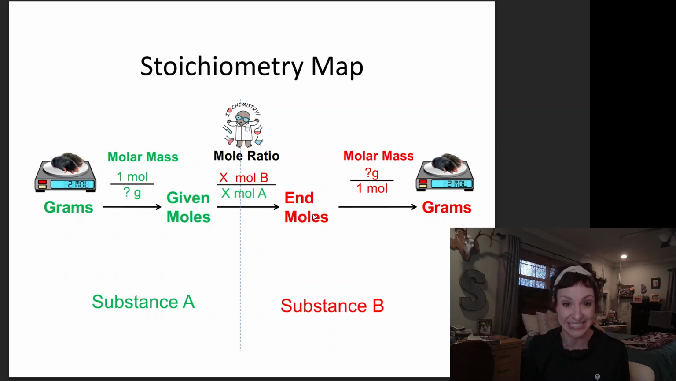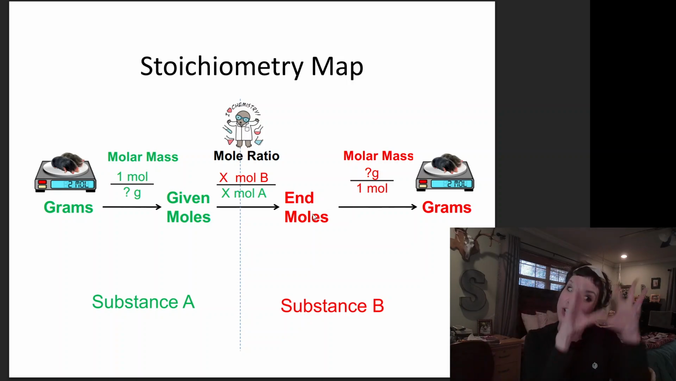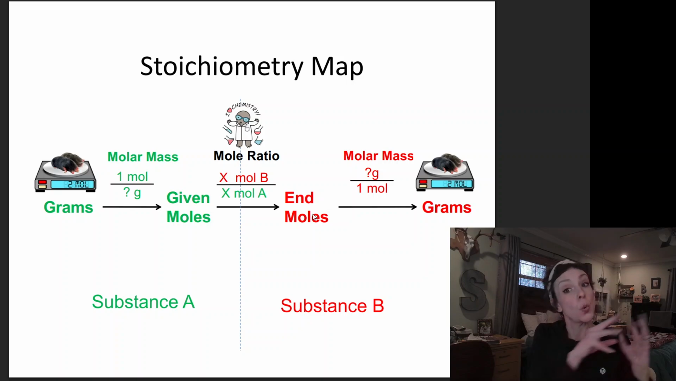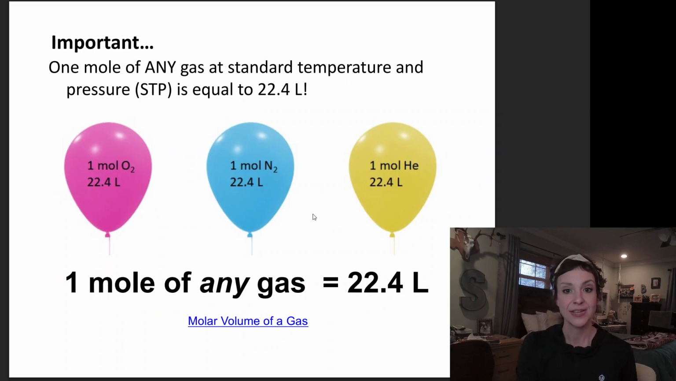The divided line indicates where I stop talking about my guy in my chemical equation that I've given you information about, and I start talking about my guy in my chemical equation where I'm asking you to give me information about, whether it be moles or grams, okay? So now let's see where we are going today with this.